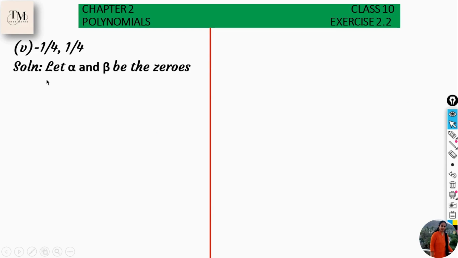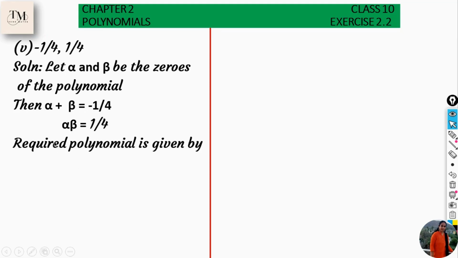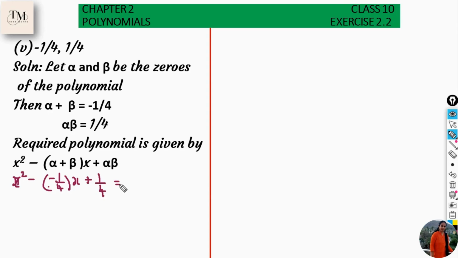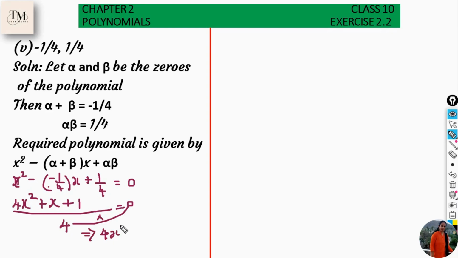Minus 1 by 4 comma 4. So alpha beta are the zeros. Alpha plus beta is equal to minus 1 by 4. Alpha beta is equal to plus 1 by 4. So the polynomial is x square minus (alpha plus beta) x plus alpha beta. So if we substitute the values, x square minus (minus 1 by 4) x plus 1 by 4. So if we equate to 0, the LCM will be 4. So we get 4x square, minus into minus is plus, so plus 1 into x is x, plus 1 equal to 0. So if we cross multiply, 4 into 0 will be 0. Okay. So the answer will be 4x square plus x plus 1 equal to 0.